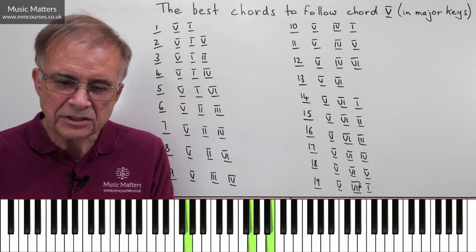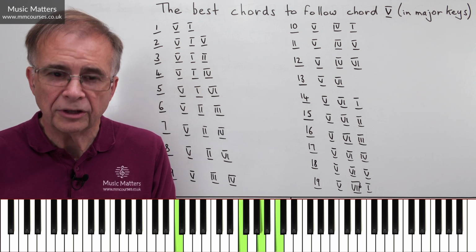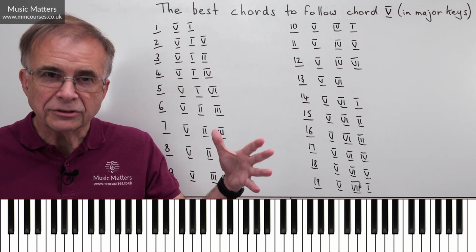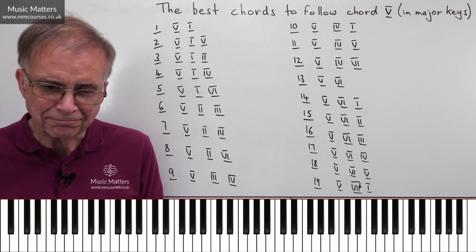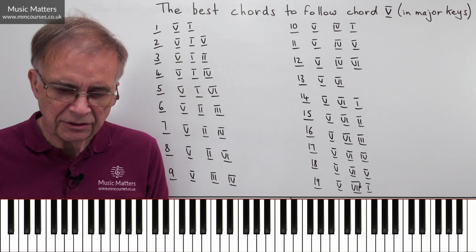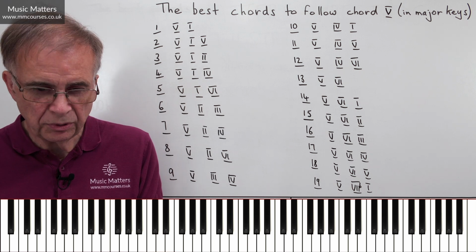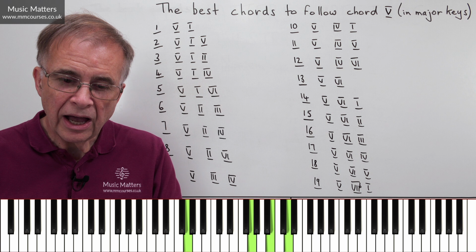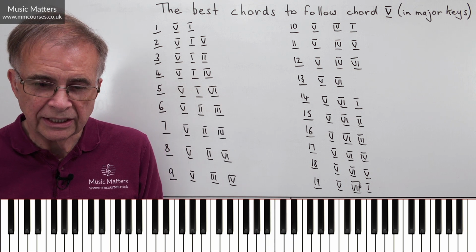Or 5 to 6 to 4, followed by 5, 6. It lends itself to a little extension, doesn't it? Option 18, 5 to 6 to 5. Well, again, it's just putting a chord in between. 5 to 6 to 5. So that could work quite nicely.